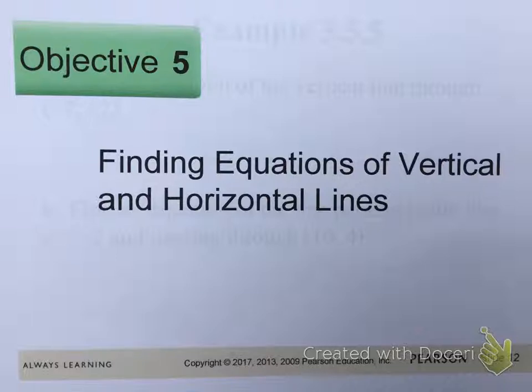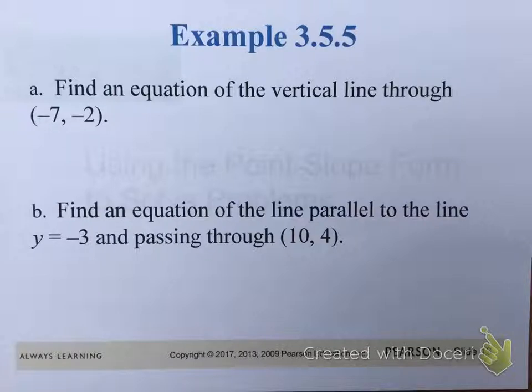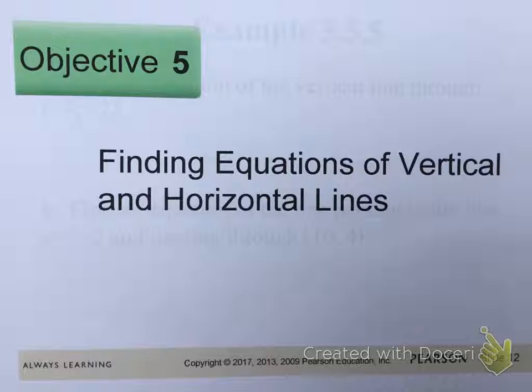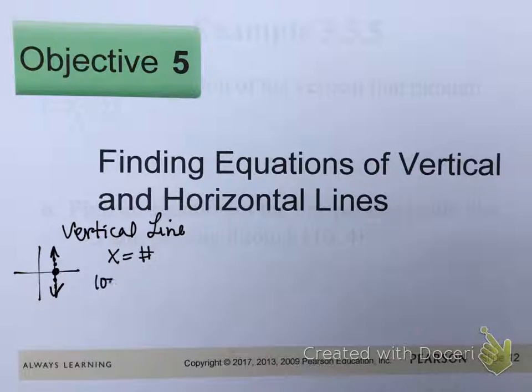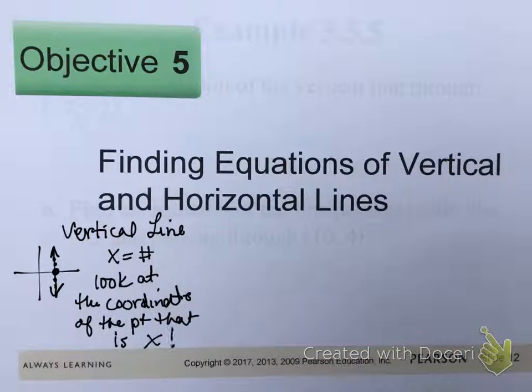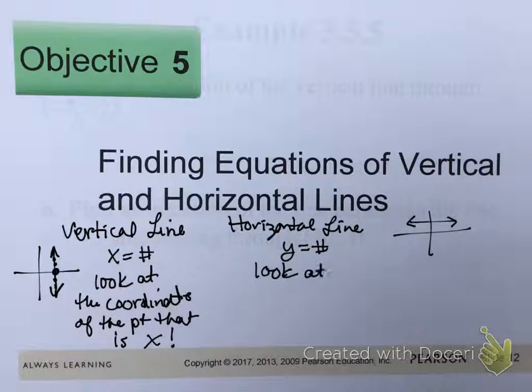All right, objective number 5. Find the equations of vertical and horizontal lines. Okay, I'm going to go back because there isn't a slide that gives me a place to write this. But for a vertical line, remember, a vertical line looks like this, straight up and down. So it's basically crossing the same x values. So for a vertical line, we know that x equals a number. You're going to look at the coordinate of the point that is x. For a horizontal line, remember, horizontal lines look like this. And we know that their equation is y equals a number. So for a horizontal line, we're going to look at the y coordinate of the given point.